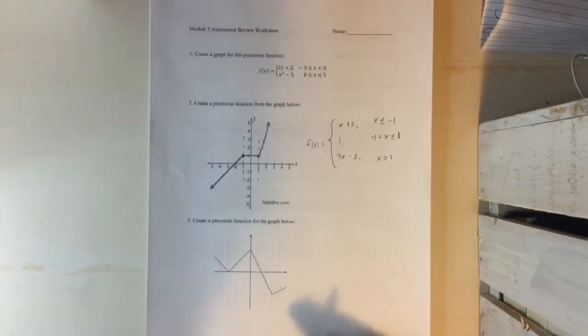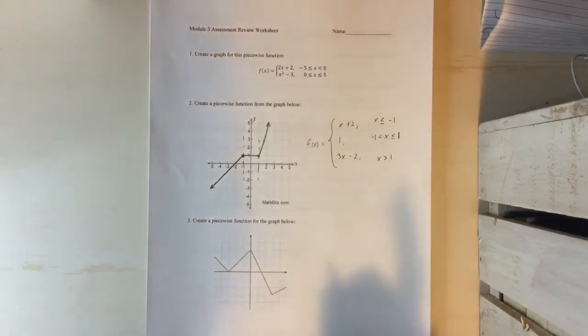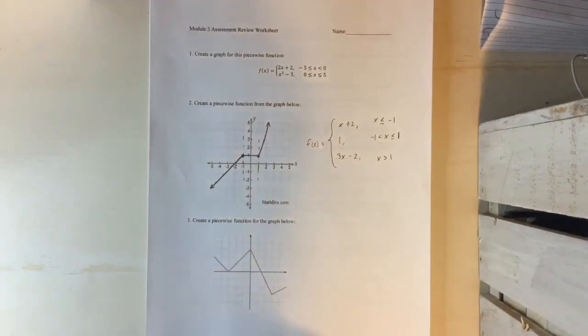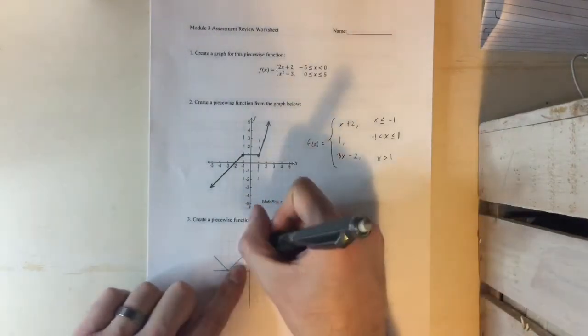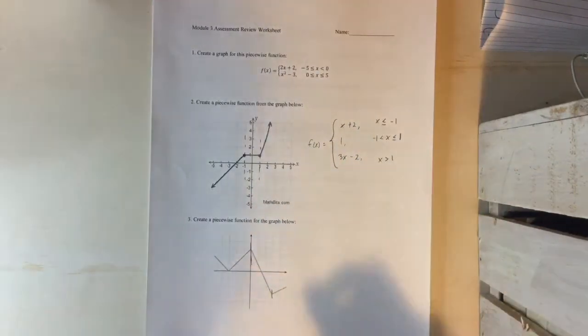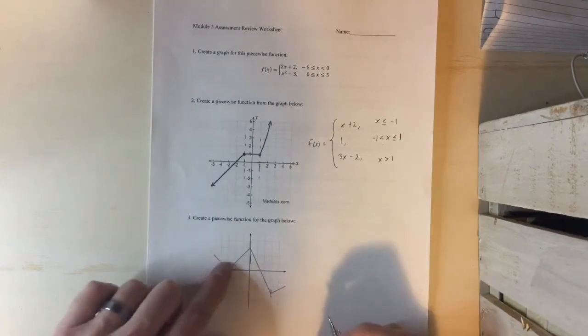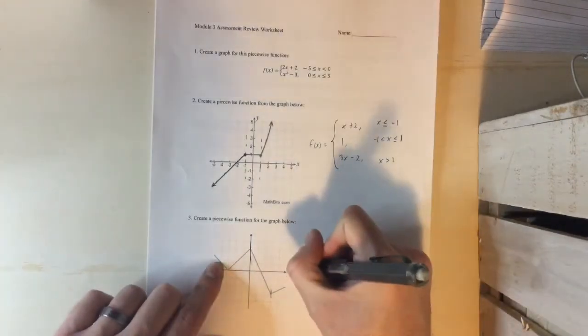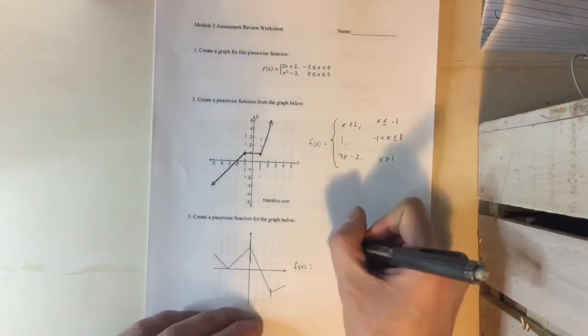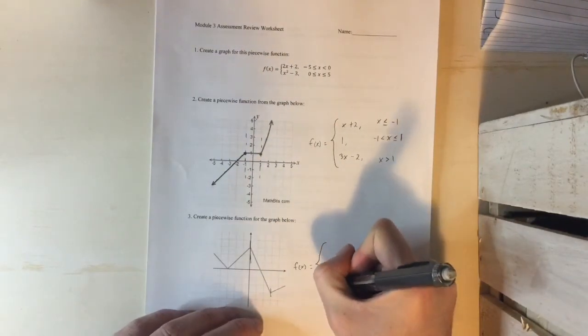Okay, moving on to 3. So create a piecewise function for the graph below. So this one, this actually right here is going to be our absolute value. So we can actually break it right here and here. And then we're going to only have to have 2 different equations. So if we're looking at our domain again, or it'd be 3 different equations. All right. We're going to have 3 different equations.